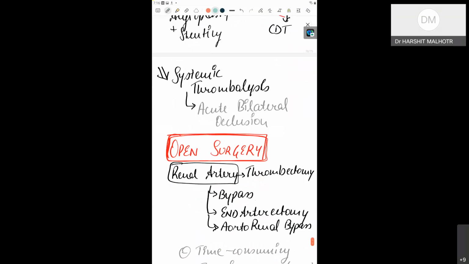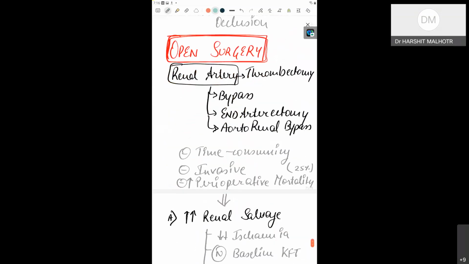When do we do an open surgery? Again, renal artery thrombectomy can be done. Bypass is required in these cases because, per se, the renal artery is diseased. So an arterectomy or an aortorenal bypass has to be done. Also, an extra-anatomical bypass has to be done, like a hepatorenal or splenorenal bypass: hepatorenal on the right side and splenorenal on the left side, which can be required for a diseased vessel to maintain the flow distal to the diseased vessel.